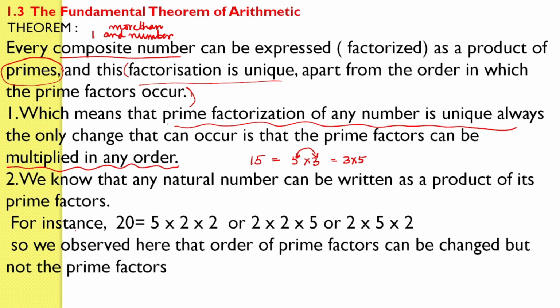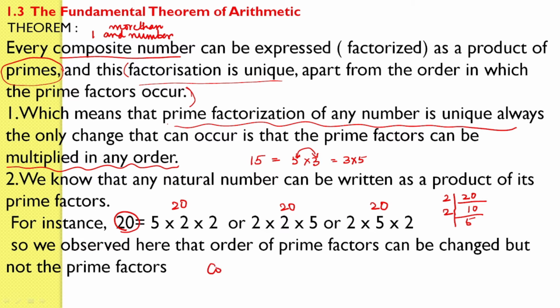I have taken an example. So 20 I have expressed in the form of prime factors. Generally we can consider the division method to find this. 2 divides it giving 10, and then 2 times 5. So 2, 5 and 2 are the prime factors. It can be 5 multiplied by 2 multiplied by 2, or 2 multiplied by 2 multiplied by 5, and this also gives 20. 2 multiplied by 5 multiplied by 2 is also 20.